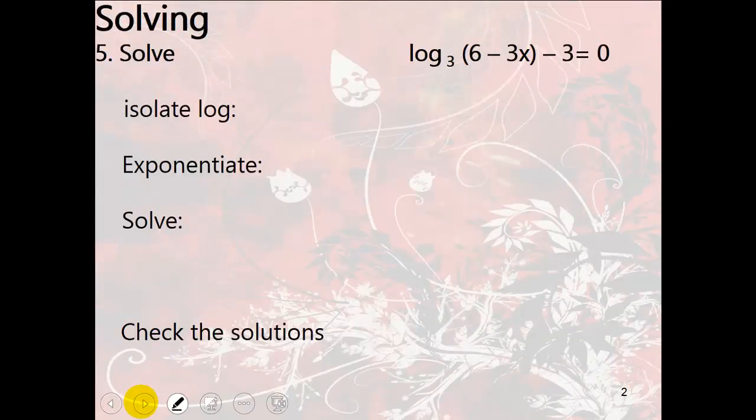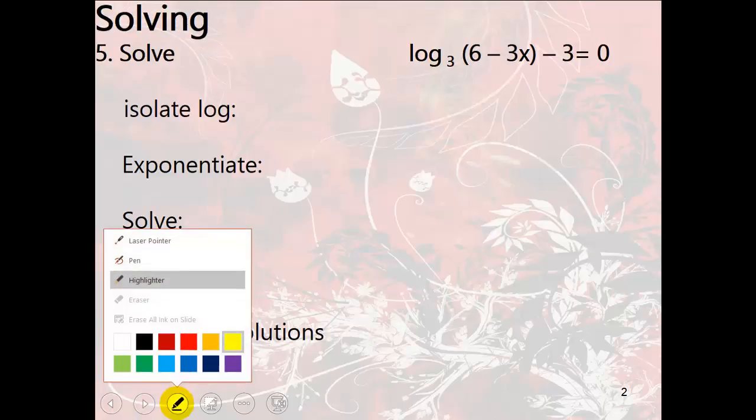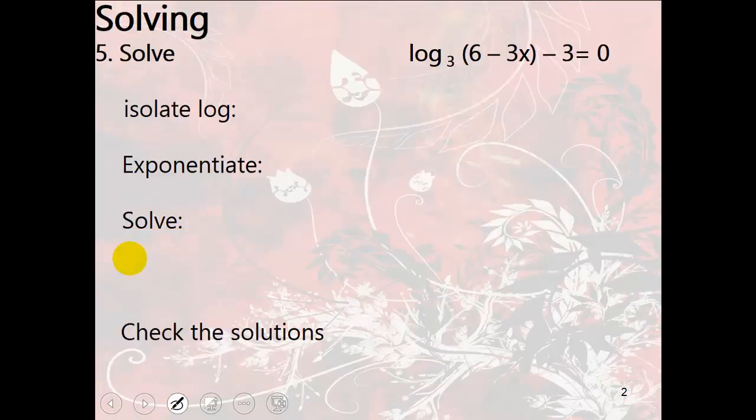All right, so let's just jump right in here and let's solve log base 3 of the input 6 minus 3x, minus 3. Notice that this minus 3 here is not part of the input, okay? It is separate from the input. The input is what's in the parentheses. So we have to isolate that log first. So we would have log base 3 of the input 6 minus 3x is equal to positive 3. I just added 3 to both sides.